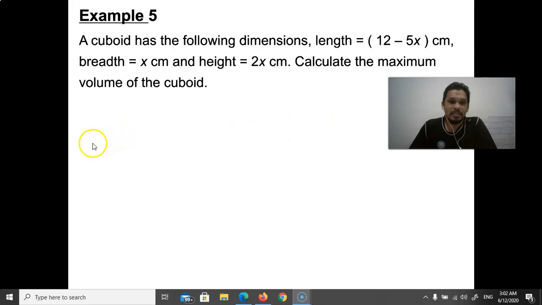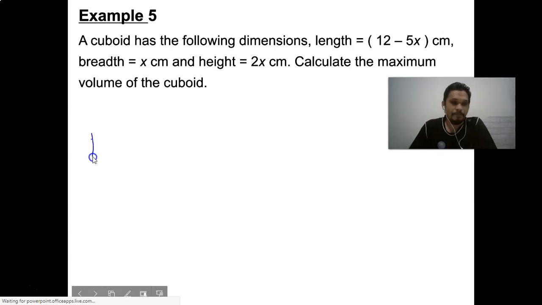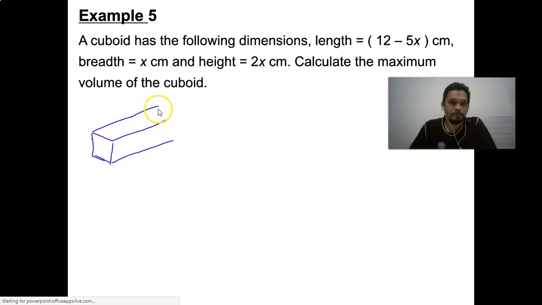Okay, so just imagine this is the cuboid here now. So we get it here. Also, we go on the other side of this cuboid. Then the height is 2x, this is x, and here is 12 minus 5x.